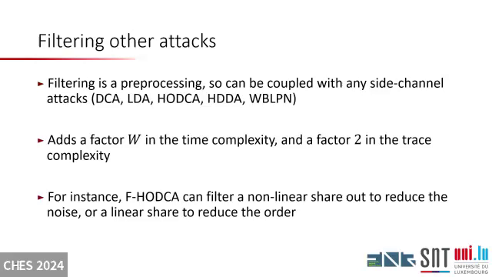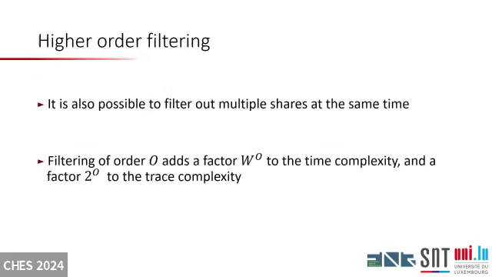Filtering adds only a cost of W, as we saw, and a factor of 2 in the trace complexity. Since we are filtering out, on average, half of the traces, if you need T traces to perform your attack, here, on average, you need 2T traces. We can also do higher-order filtering. This has no use now, but it is important to know for future designs. We can filter multiple node vectors at the same time: just do the binomial, filter the first column, then try every other one, and then you slide the first column.